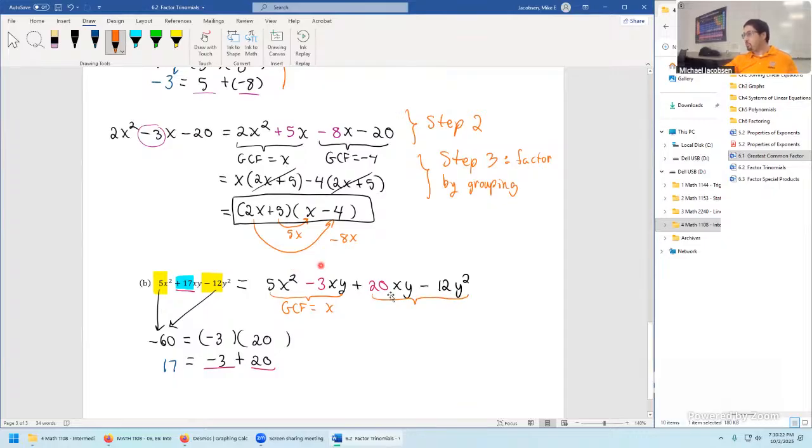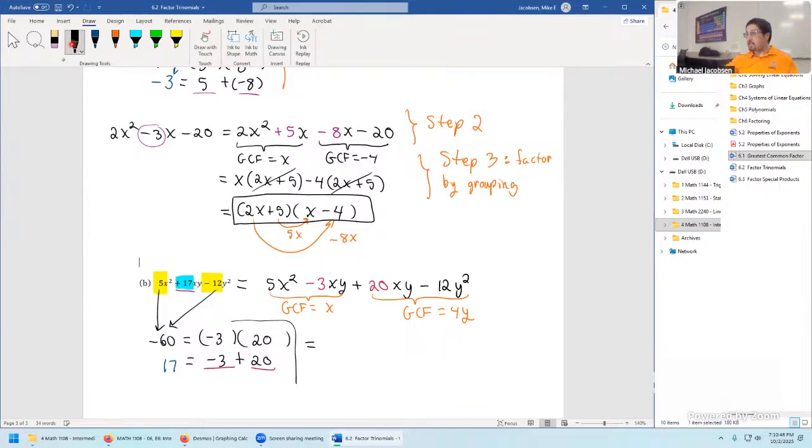From here to here, a little bit more going on between 20 and 12. Looks like that one's going to be a 4 again. 4 goes in there 5 times, here 3 times. So it's going to be a greatest common factor of 4. I'm making it positive because the sign here is positive. But also there's a y and a y squared, so we can factor out a little bit more, a 4y.